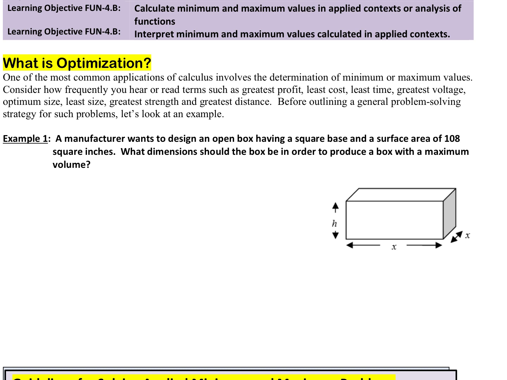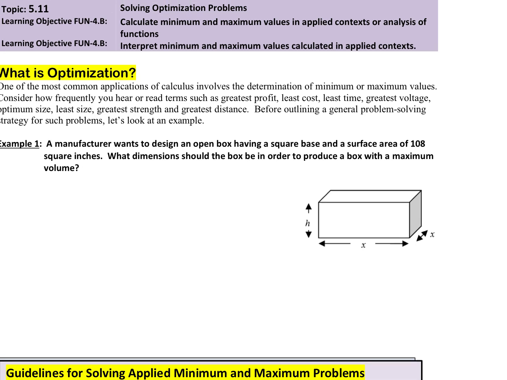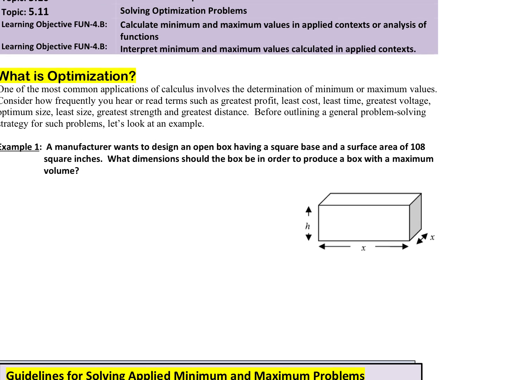So we're given this open box design with a square base and a surface area of 108 square inches. We're going to figure out the dimensions the box should be in order to produce a box with a maximum volume, okay? So it says a square base. This picture does not necessarily relate that information.